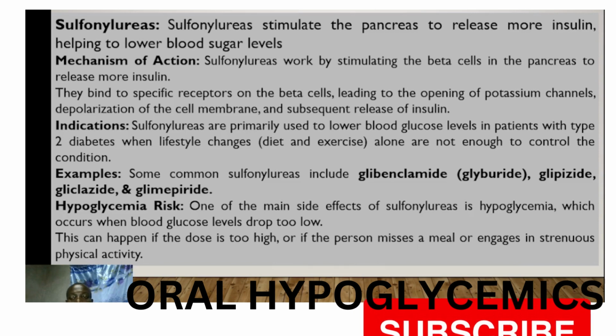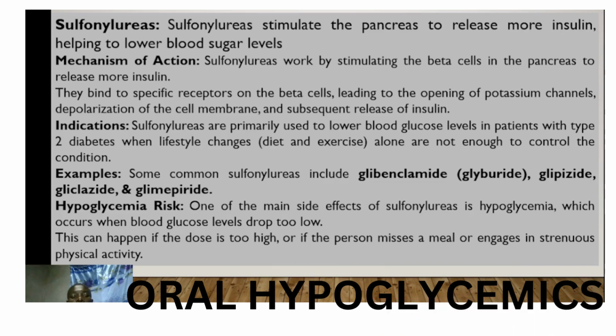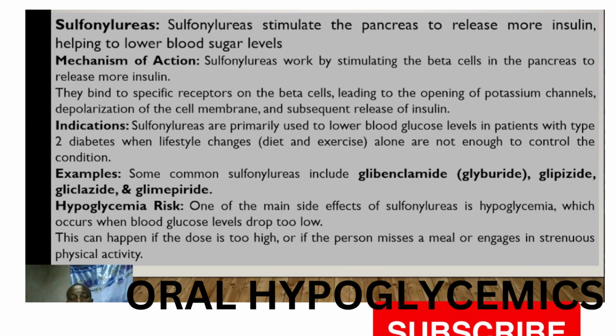Examples include glibenclamide, glipizide, gliclazide, glimepiride, the G's. The risk for hypoglycemia is that one of the main side effects of the sulfonylureas is hypoglycemia, which occurs when blood glucose levels drop too low.